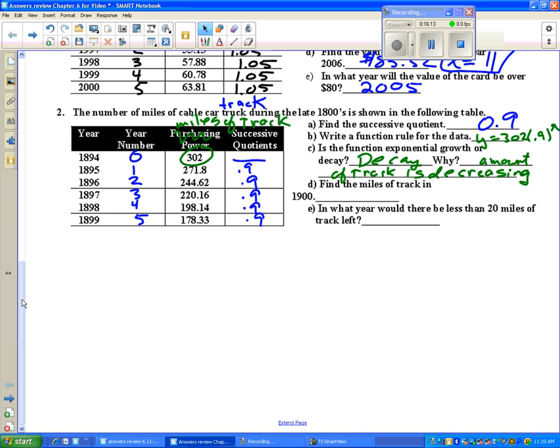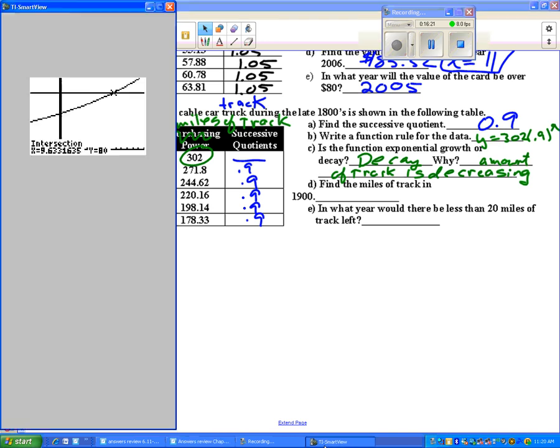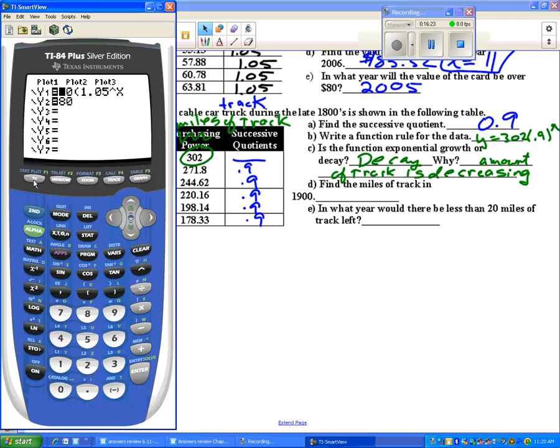Find the miles of track in 1900. The miles of track in 1900: pull up my handy dandy calculator, go to y equals, take out what I have in there, and plug in my new equation, 302 times 0.9 to the x power.